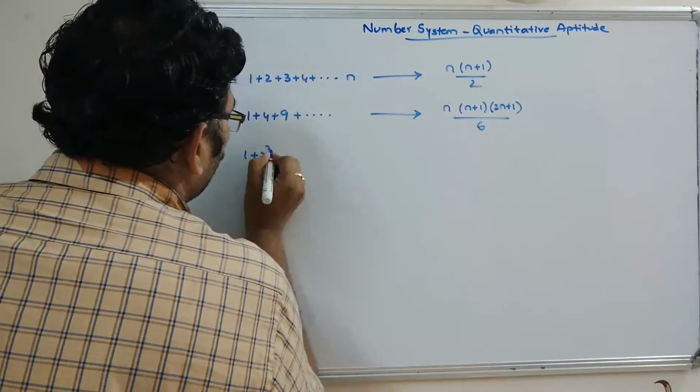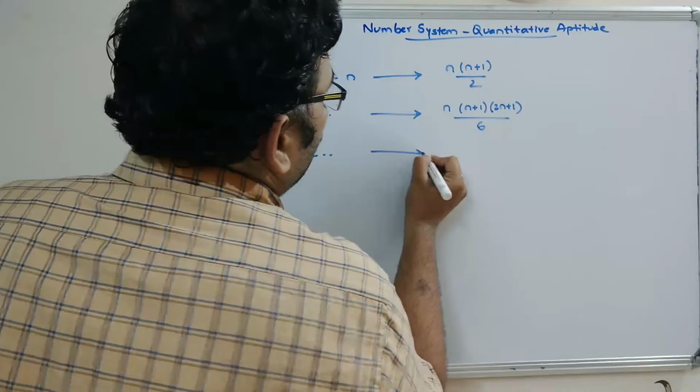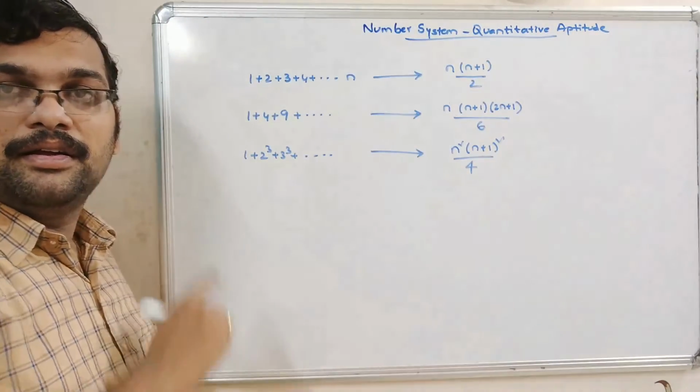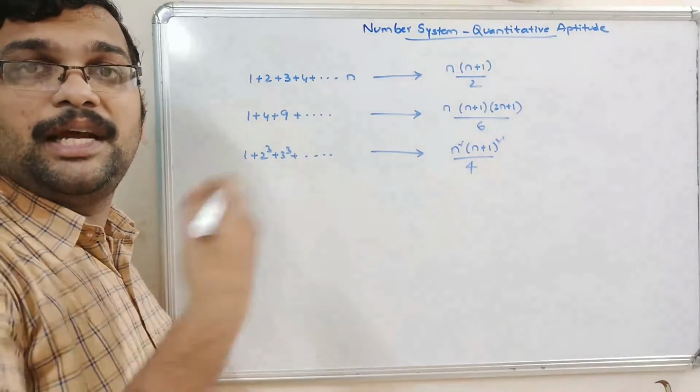Similarly, 1 plus 2 cube plus 3 cube plus and so on, that is nothing but the sum of cubes. n square into n plus 1 square by 4. This is the formula for the sum of cubes. Okay, these are the basic formulas which you know. So I am just revising it.